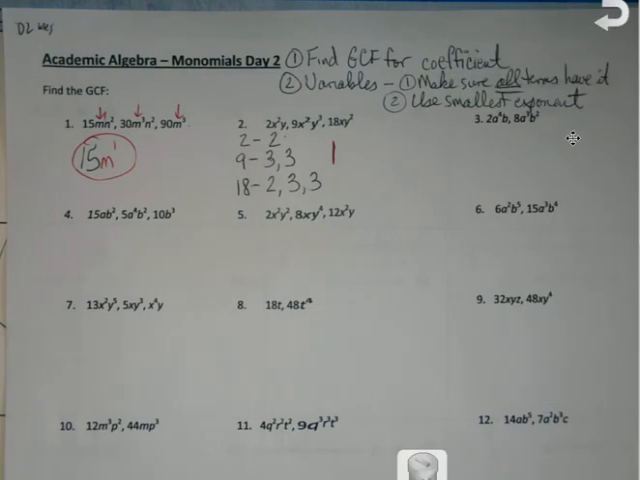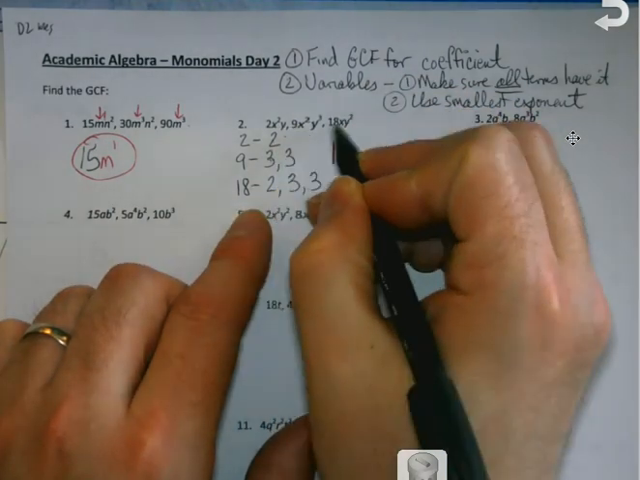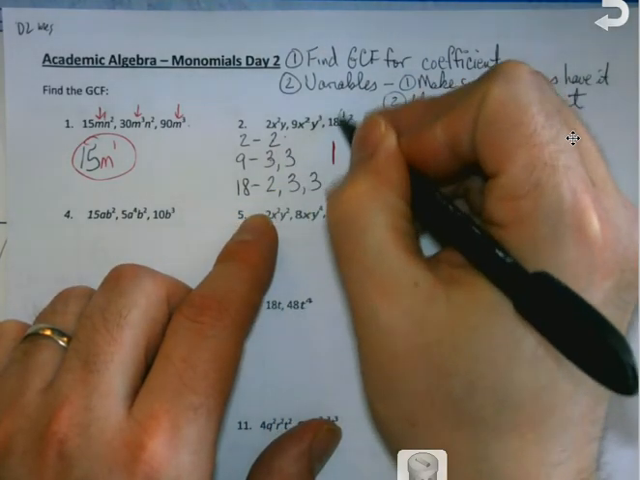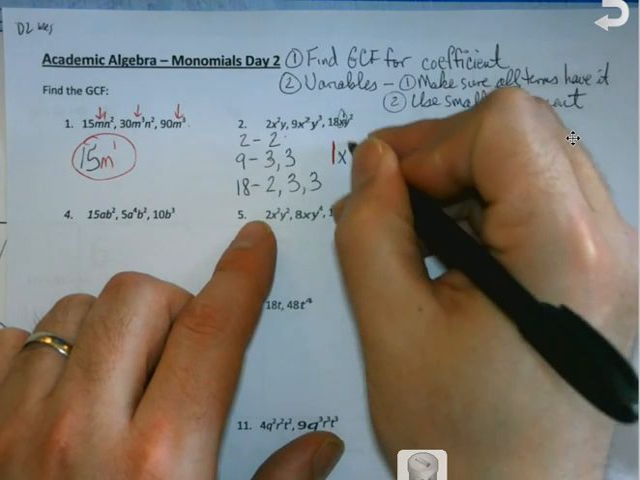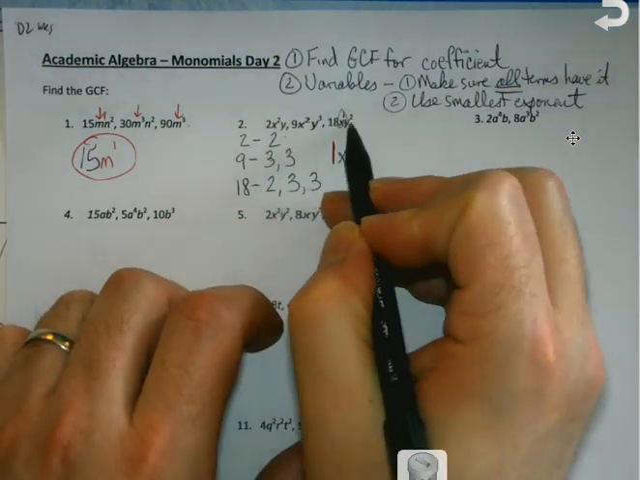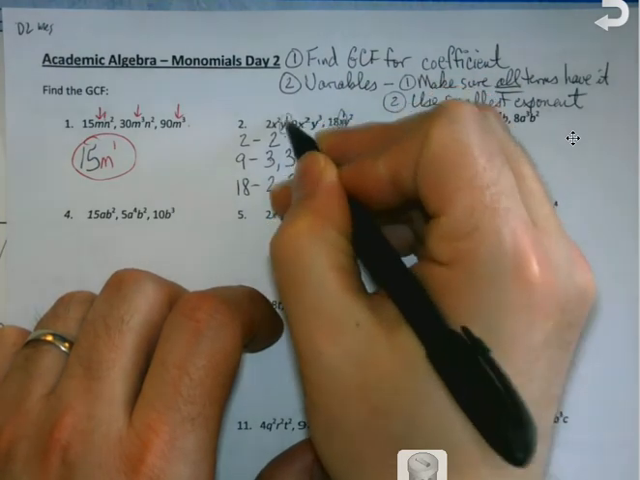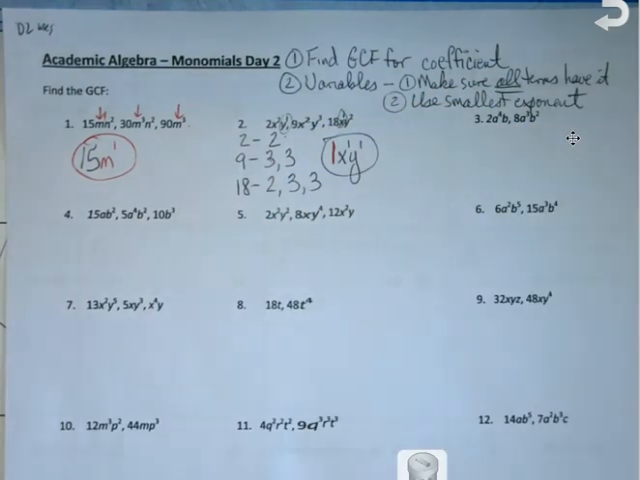For the rest of them, now I just go through looking at the variables. X, X, X, okay. Take the one with the smallest exponent. So X, or X to the first. Y's, all 3 have Y's. But here's my one with the smallest exponent. And I get my answer that way.